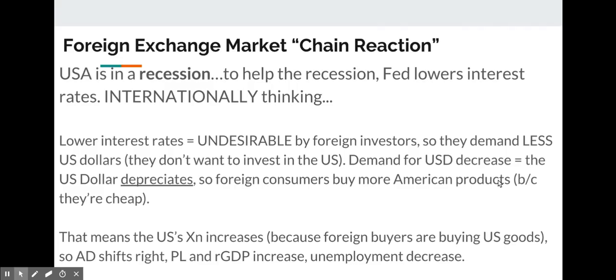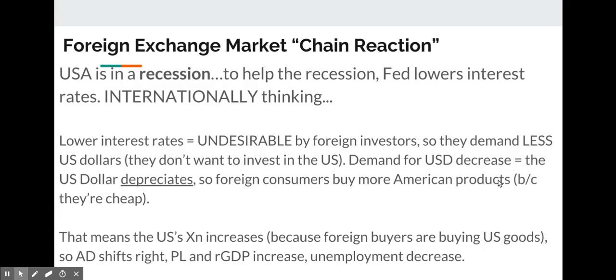If the US is in a recession, to help that recession, the Fed will lower interest rates. So that's domestically, but we're thinking foreign exchange internationally. If the Fed lowers interest rates, those lower interest rates are undesirable for foreign investors. They do not want to invest in low interest rates. So they're going to demand fewer US dollars because they don't want to invest. If the demand for the dollar decreases, that means the value of the dollar decreases. So the US dollar depreciates.